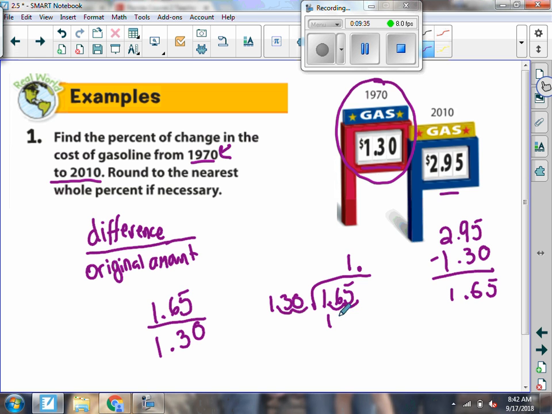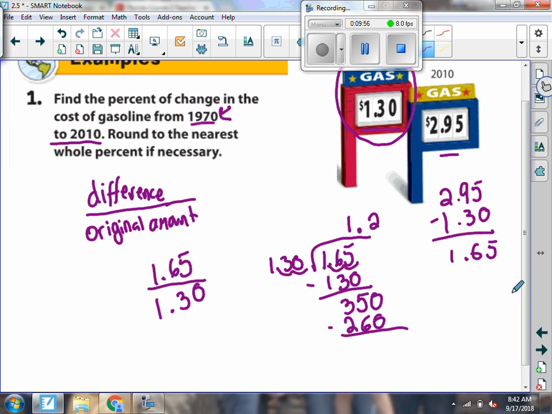I'm going to add a decimal, so 130. That's 5. 6 minus 3 is 3. I'm going to add a 0. 130 goes into 350 2 times. That's 260. Okay. So 0 minus 0 is 0. I have to carry my 1. 15 minus 6 is 9. I'm going to add another 0, so I have 900. 130 goes into 900 6 times.